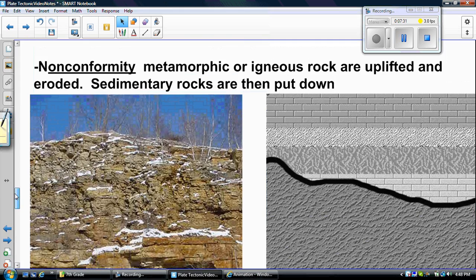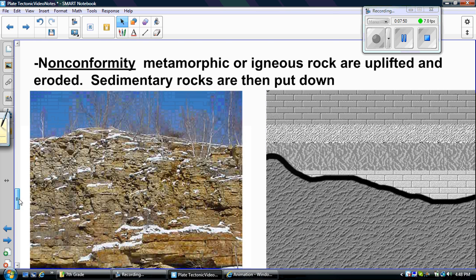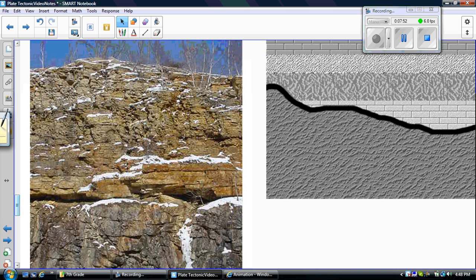The last type of unconformity is called a nonconformity. This is where metamorphic or igneous rocks are uplifted and eroded, and sedimentary rocks are put down. So pretty much this area right here is an igneous rock. It's been eroded, that's what this dark line represents, and then sedimentary rocks were put down above it. In this picture too, you can see the same thing. The dark rock is the igneous rock. There's a layer right here that's been eroded, that's our gap in our sequencing, and then sedimentary rocks were laid down on top.